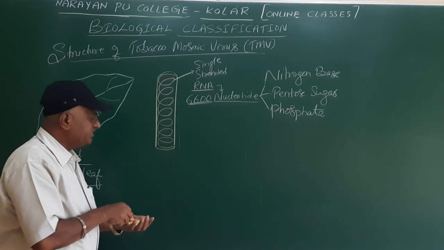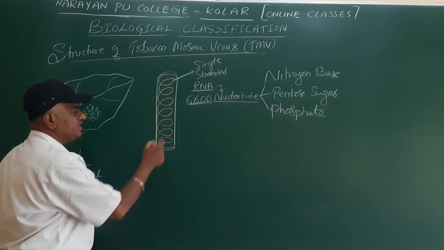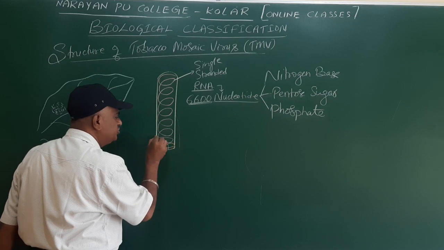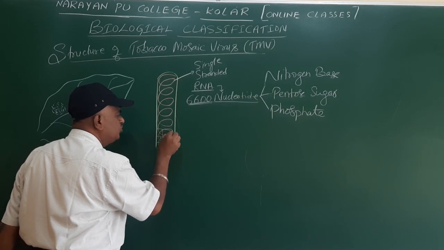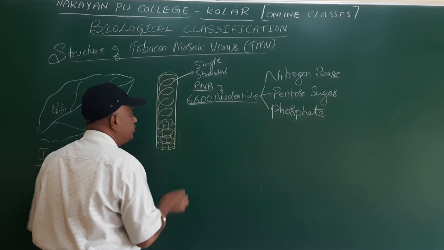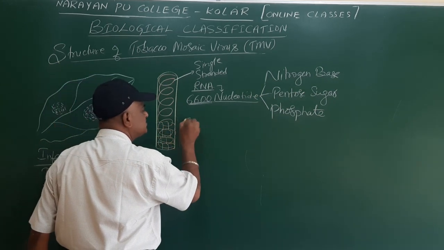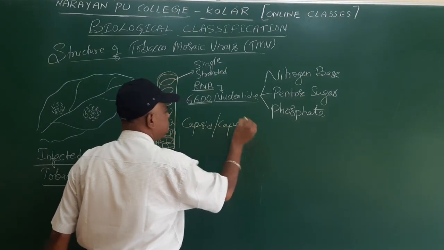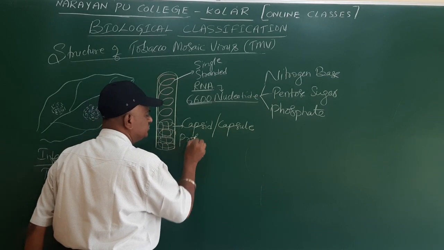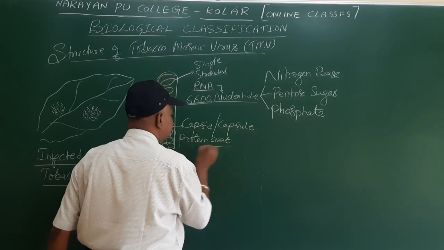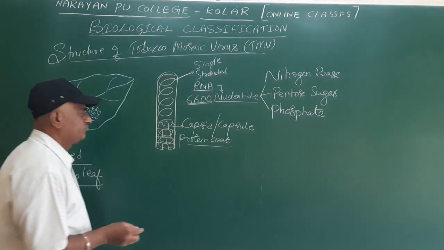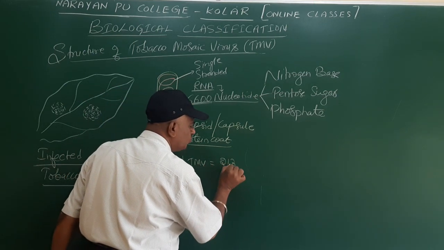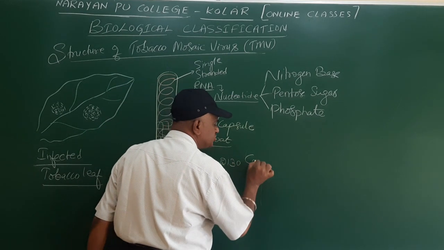This single-stranded genetic material is covered by protein units. There is a presence of a protein coat, and this protein coat is called the capsid or capsule. So it is nothing but the protein coat. In one TMV, there is a presence of 2,130 capsomeres.